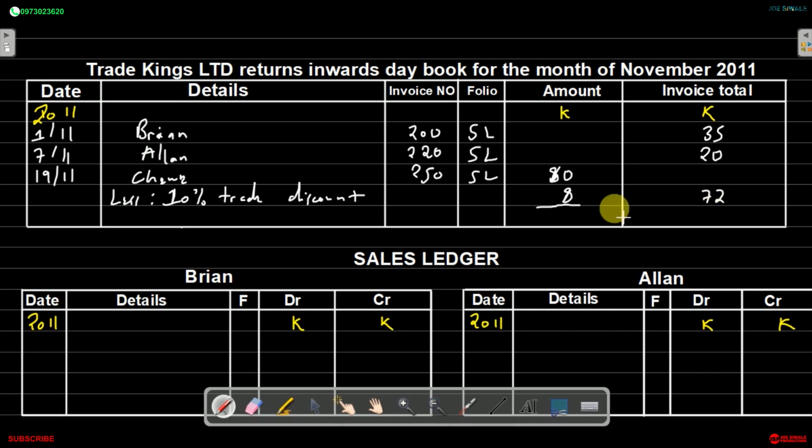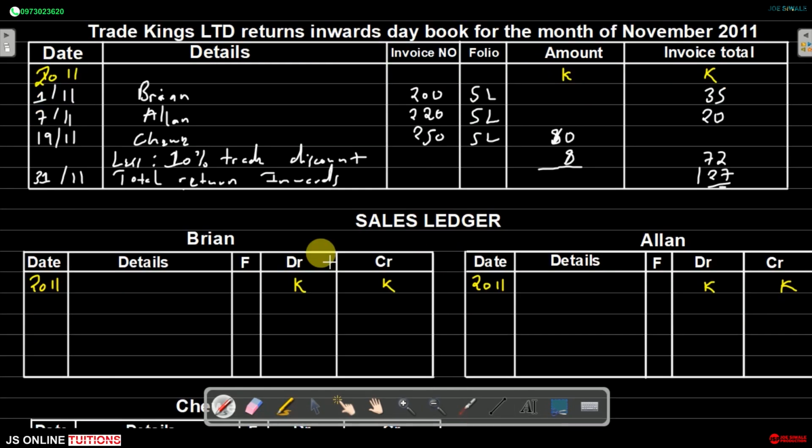So the next thing that you are supposed to do is to find the total returns inwards. So we'll say total returns inwards, and this is recorded at the end of the month. So we'll say 31st of November. So we'll say 35 plus 20 plus 72, and the answer is going to be 127. So we're going to have 127 as the total returns inwards.